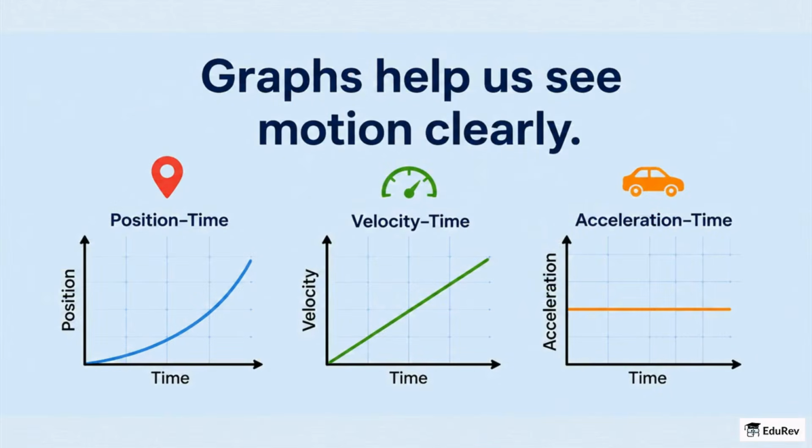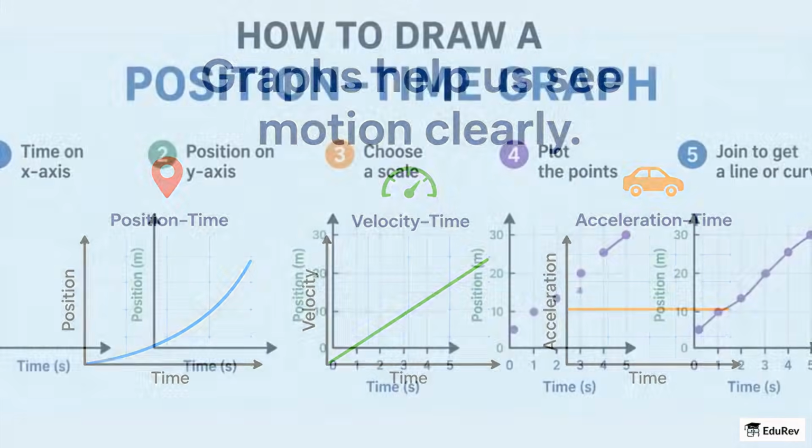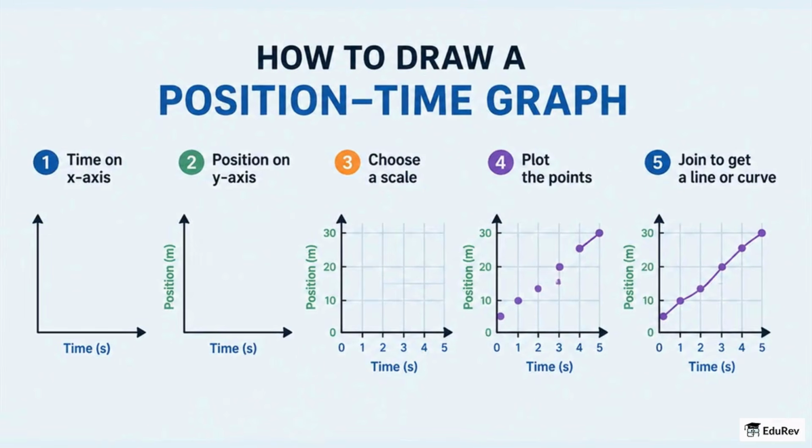Graphs help us see motion clearly by plotting position, velocity, or acceleration against time. To draw a position-time graph, draw time on the x-axis and position on the y-axis. Choose a scale, plot the points and join them to get a line or curve.